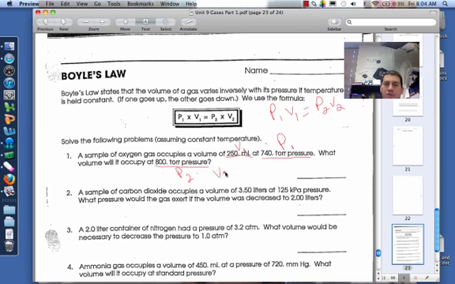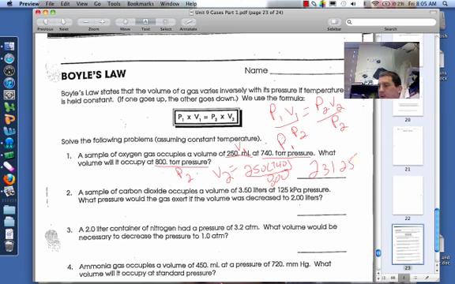Well, if you think back to algebra, V2 equals, if we want to get this V2 by itself, we have to do what? We got to divide both sides by P2, and then we get V2 all by itself. So V2 is going to equal 240 times 740, because that's our V1 and that's our P1. P1, V1. Then we divide that whole thing by our pressure 2 of 800. You divide all that out. Sorry, I'm checking my notes to make sure I tell you the right answer. Divide all that out, you should get 231.25.